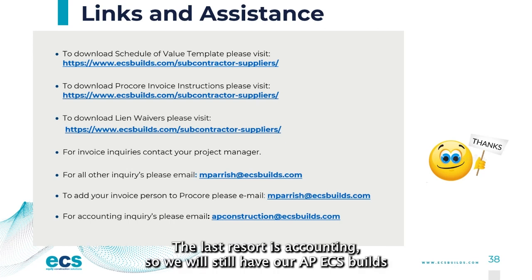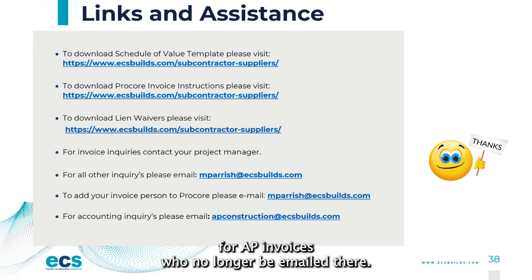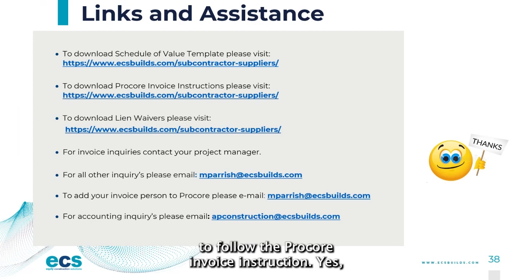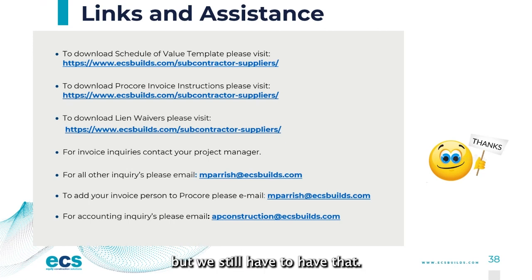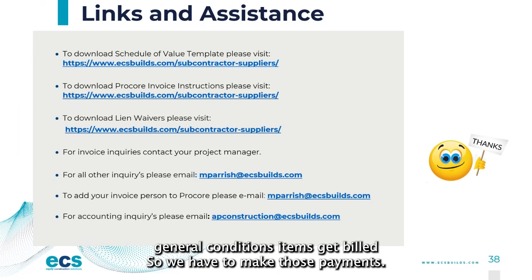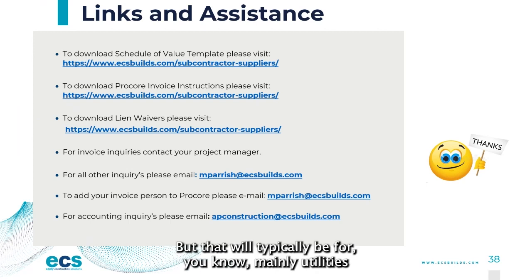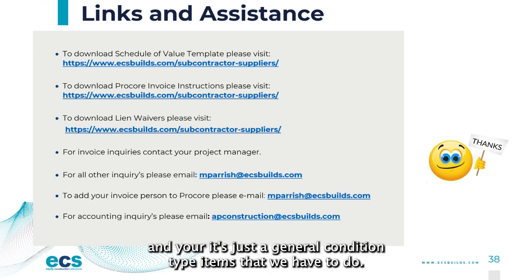We will still have our AP, ECS bills for AP, but invoices will no longer be emailed there. If you have an invoice emailed there, it will be redirected to follow the Procore invoice instructions. But we still have to have that. That's how our utility bills come in, and how some of our other miscellaneous general conditions items get billed. So we have to make those payments. We will always have that, but it will typically be mainly for utilities and those general condition type items that we have to do.